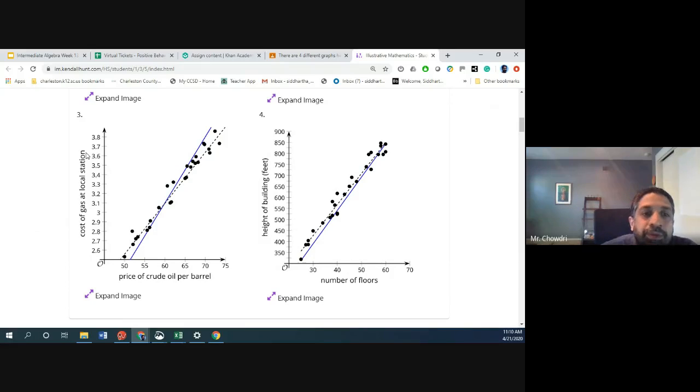The price of crude oil, which is how much it costs to make gasoline, and then the cost at the local gas station, right?